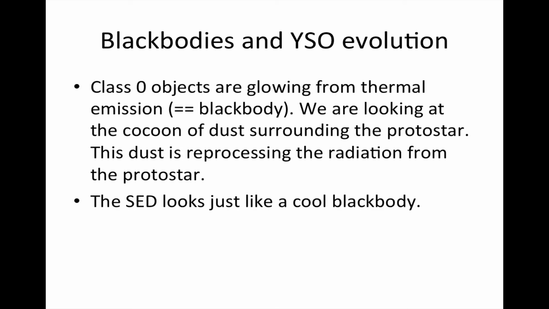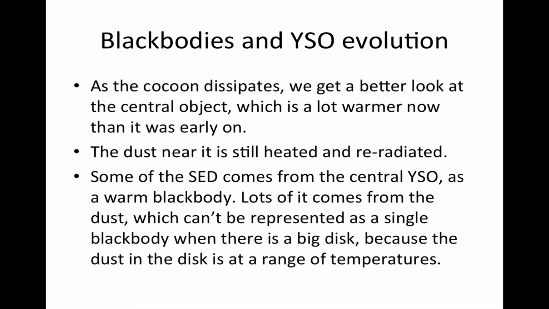Class 0 objects, which are the youngest of the young stars, are glowing from thermal emission. So their SED looks like a black body. We're looking at the cocoon of dust re-radiating the radiation from the protostar. So the SED looks like a cool black body. As the YSO ages and the cocoon dissipates, we have a much better look at the central object, which is a lot warmer now than it was when it was completely embedded in the cocoon.